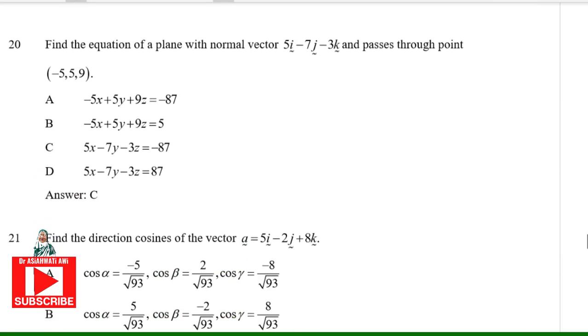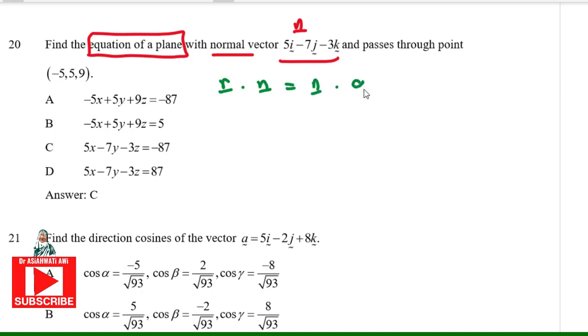Number 20. Find the equation of a plane with normal vector n equal to this vector, passing through the point 9, 5, 5, 9. Equation of a plane: write down the equation r dot n equals a dot n.